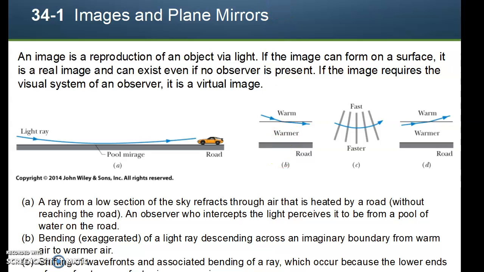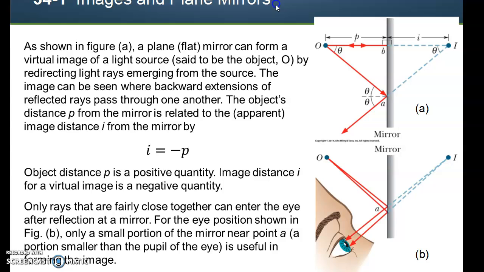I'll try to get this slide oriented a little bit better. But images and plane mirrors. As shown in figure A right here, you've got a flat mirror, and it can form a virtual image of the object by redirecting light rays emerging from a source. The image can be seen where the backward extensions of the reflected rays pass through the mirror.